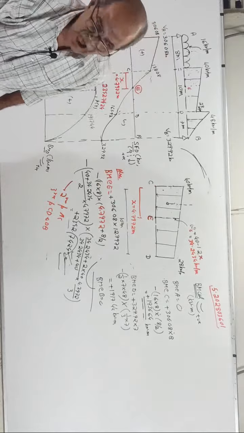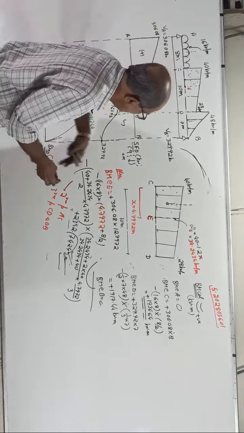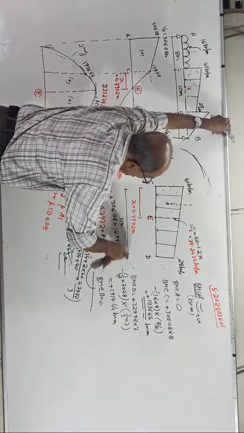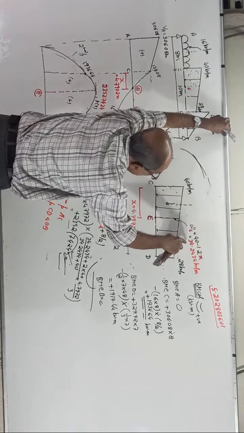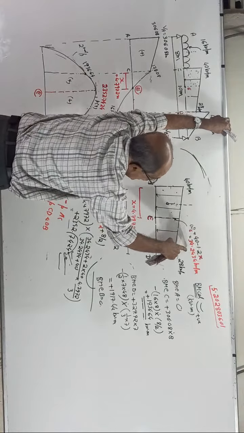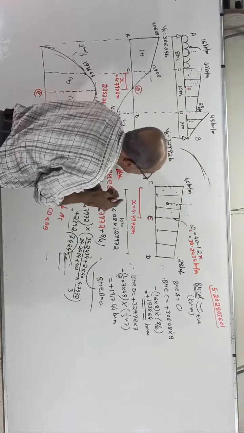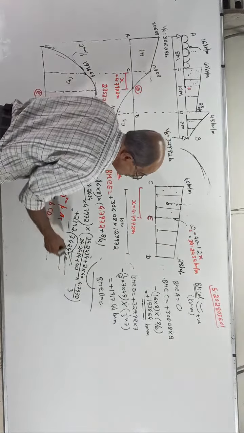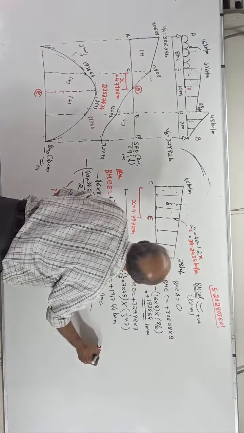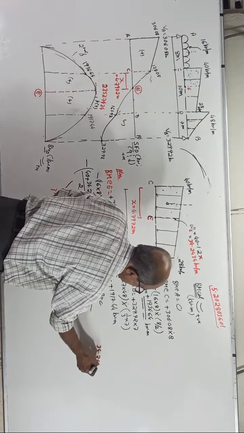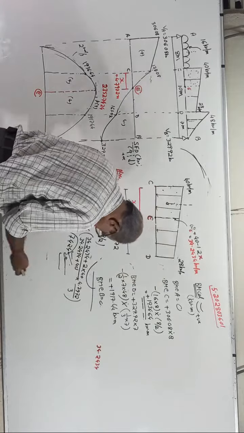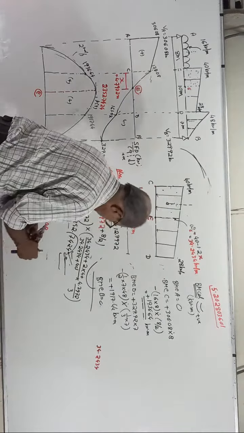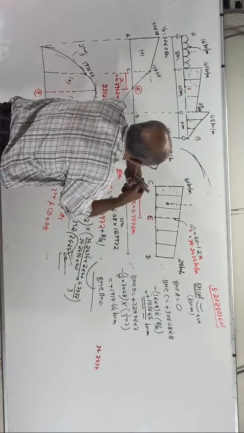Okay, now, lastly make a note. Everything is over, these I am not removing. Now make a note, 34.2434. Make a small note only here.